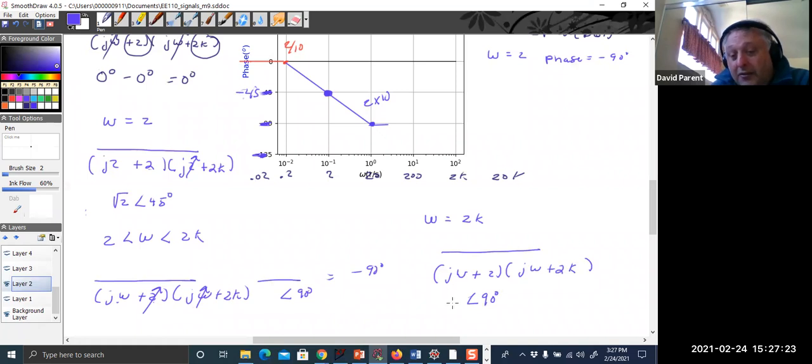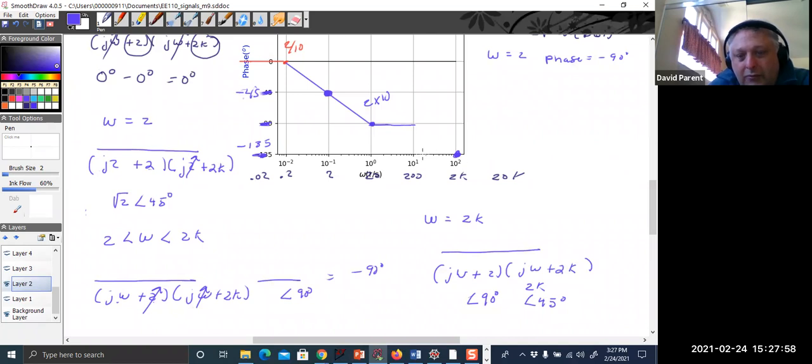And again, all I have to do is keep track of the phase. Here, it's actually equal to 2k. Again, I don't care about the magnitude, but when the real and imaginary are equal to each other, it's 45. So at 2k, it's going to be minus 135.